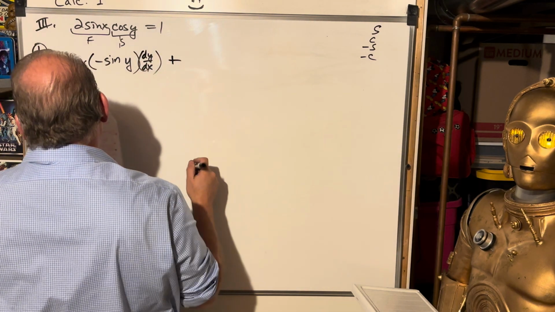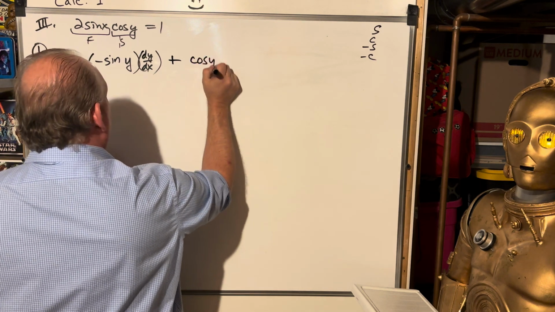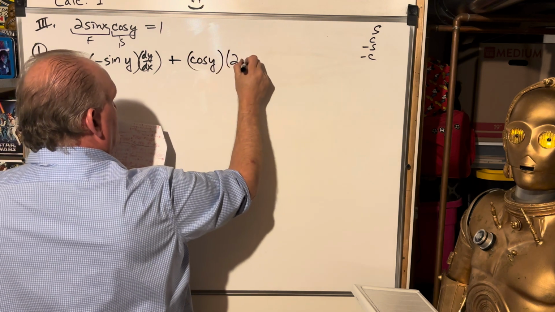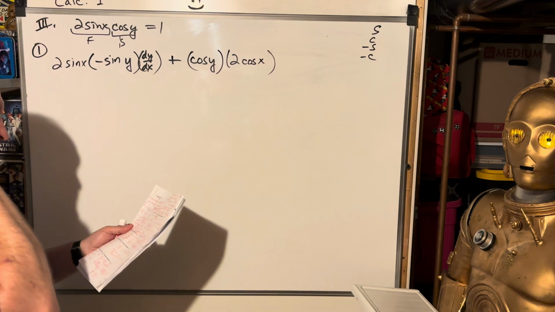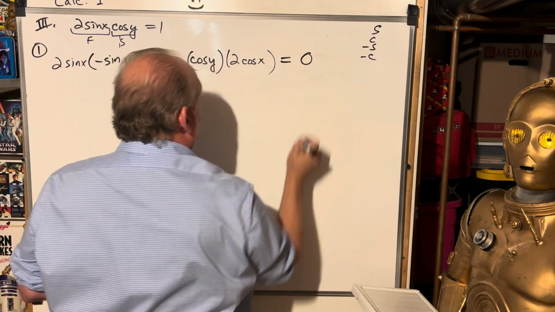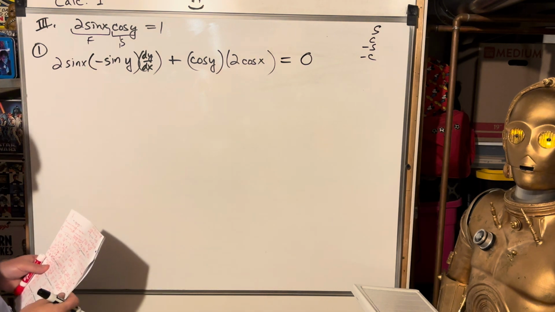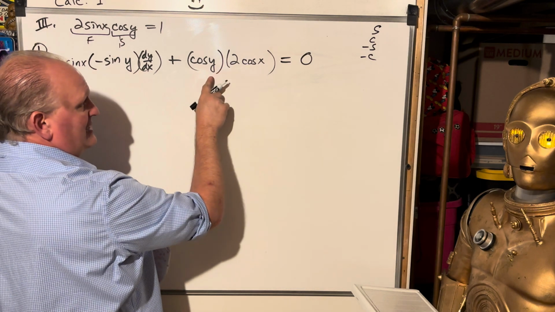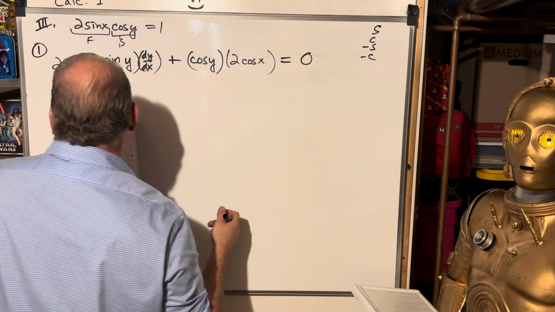Plus the cosine of y, so the second times the derivative of the first, which is 2 cosine x, and then equals the derivative of 1, which is 0. So I can't multiply that. That's not cosine squared because that's cosine y, that's cosine x, and that's a 2. So there's just a 2 there.